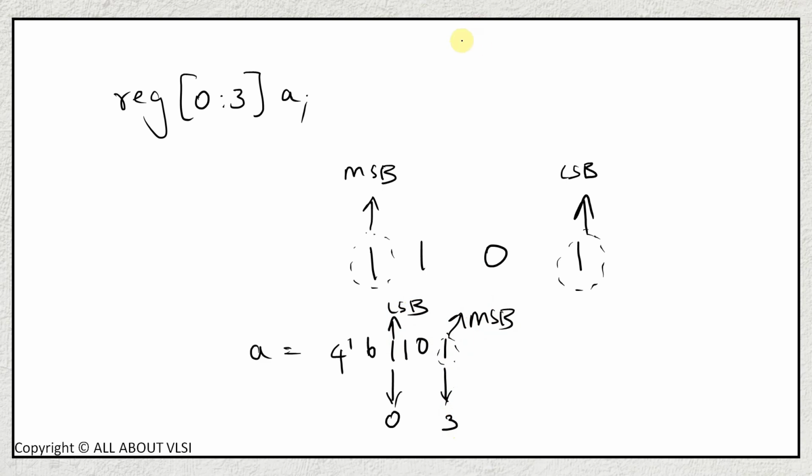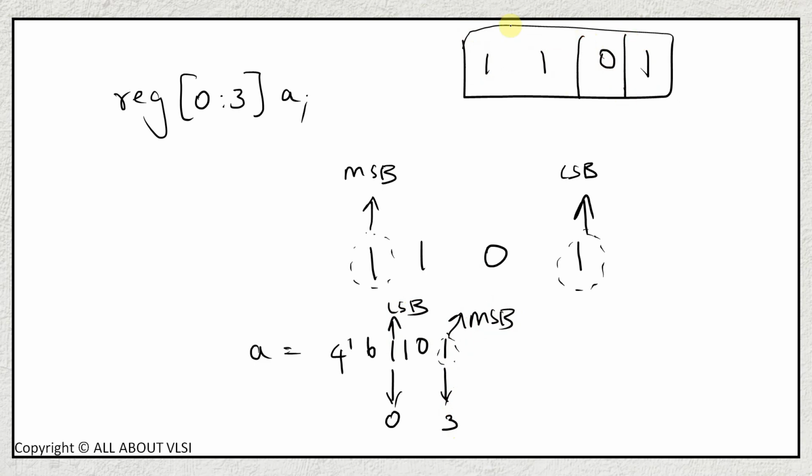So the value will be stored like this: 1101, while this is your LSB bit because it has an index of 0, and this is your MSB because it has an index of 3. So this will become your MSB and this will become your LSB. So this notation will decide what is your MSB and what is your LSB.